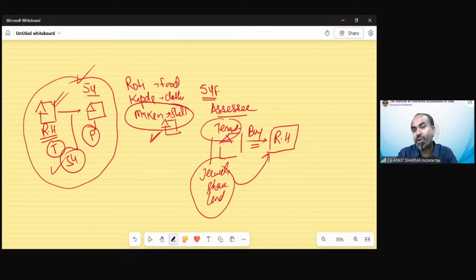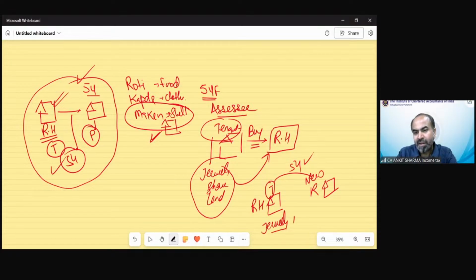But it does not mean that those persons who have a residential house cannot claim this exemption. Suppose I have a residential house. I want to purchase a new residential house. If I transfer this residential house and then purchase, section 54 is applicable. But suppose I also have some jewelry and I transfer my jewelry and purchase a residential house, then I will claim section 54F. So the basic idea was for those persons who do not have a residential house and want to buy one, section 54F has been drafted.